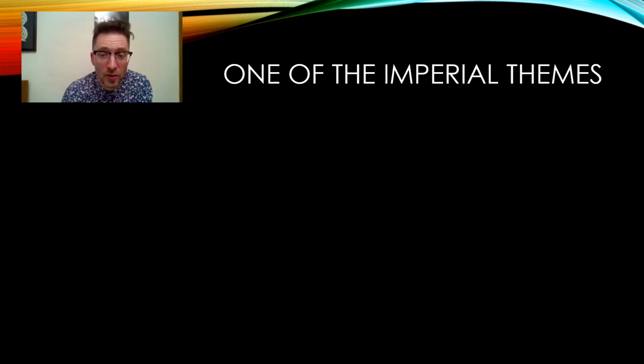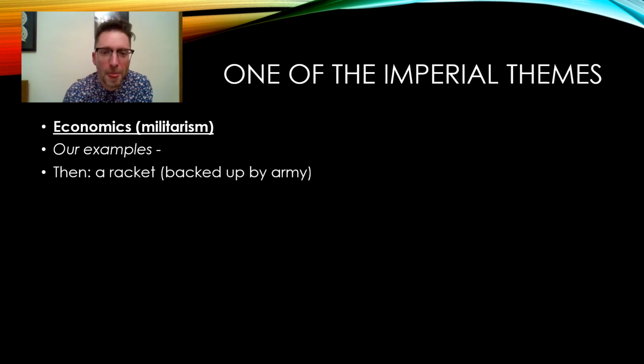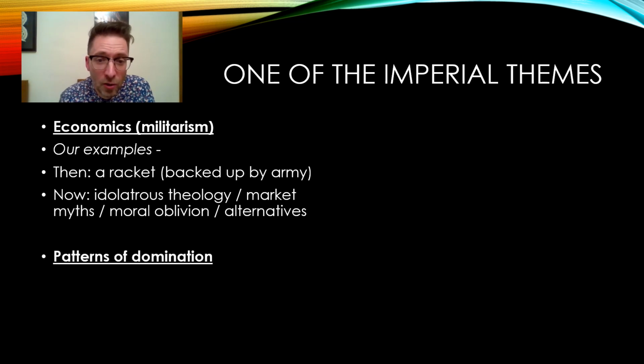So you need to choose one of the imperial themes to explore. We looked at economics, and in the Roman context that was also related to militarism, as it was explained that it was a racket like the mafia backed up by the army. Or we looked in our contemporary context at the idolatrous theology of the market myths, the question of moral oblivion that we're led into as the market encourages us to be oblivious to various realities, and the alternatives that are offered to us. Or we looked at a second theme, patterns of domination.